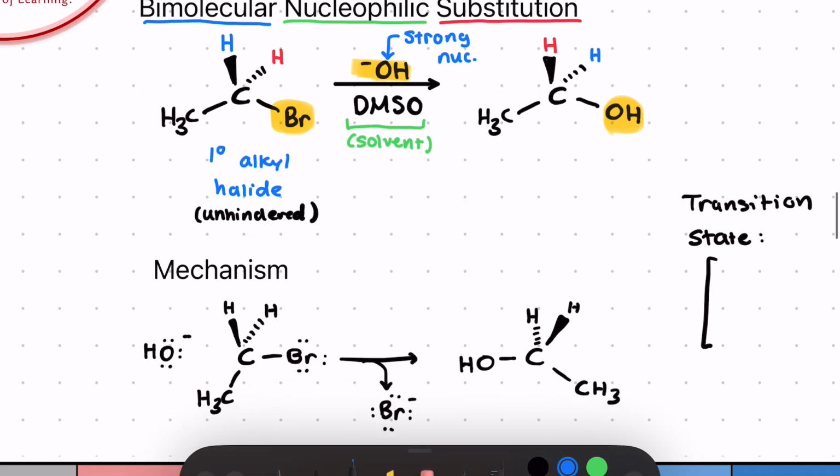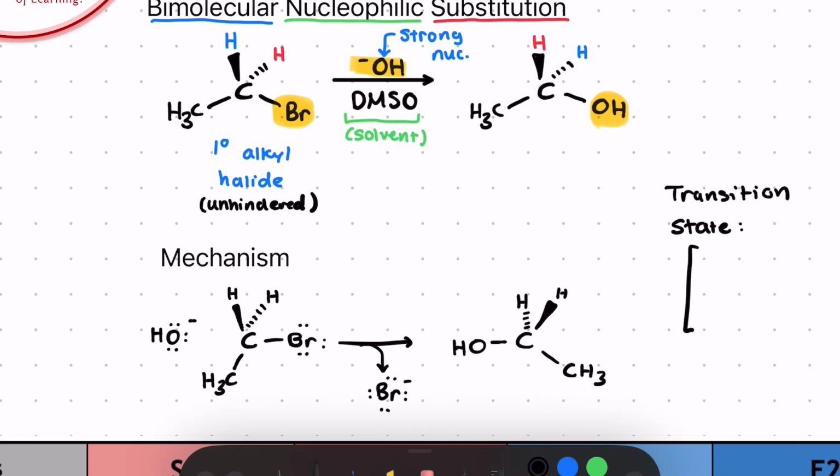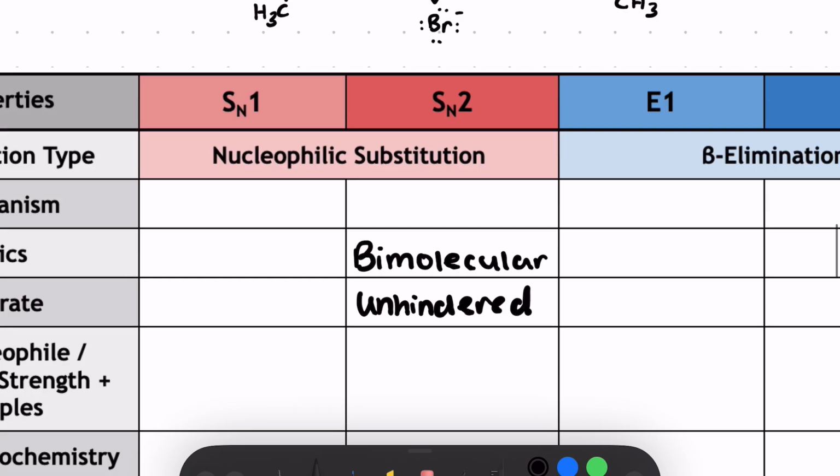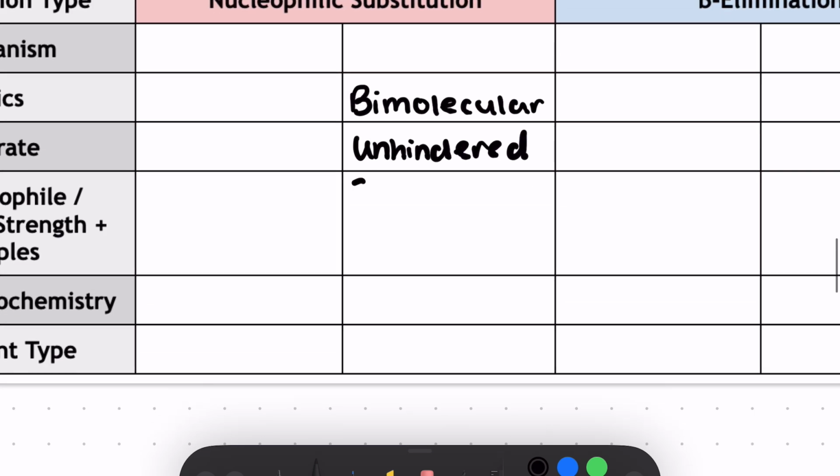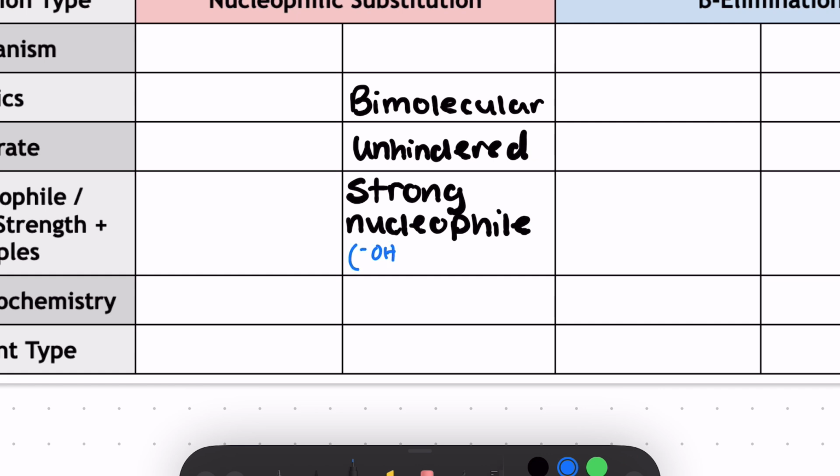You want to keep in mind that a nucleophile is anything that has a lot of electron density around it. So usually this will come in the form of a full formal negative or partial negative charge. So strong nucleophile is what we like here. And I can pull up some examples. Hydroxide is a good one, right? That's the one that we're using right now.